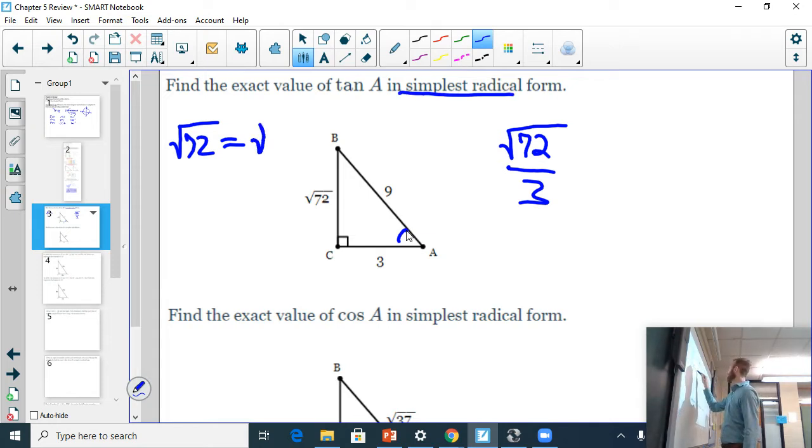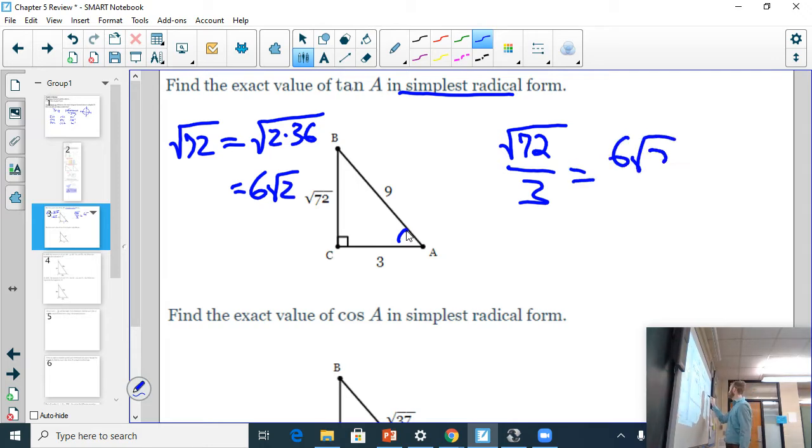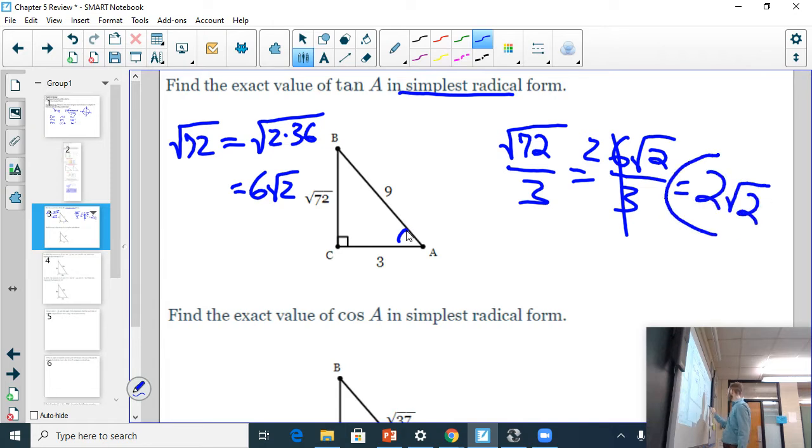The square root of 72 is the same thing as the square root of 2 times 36. And that 36 can actually come out as a 6, right? The square root of 36 is 6. So you're going to have 6 square root of 2. And so then we have 6 square root of 2 all over 3. 6 divided by 3 is 2. So we actually have 2 square roots of 2. And that's our answer, right? That's simplest radical form.